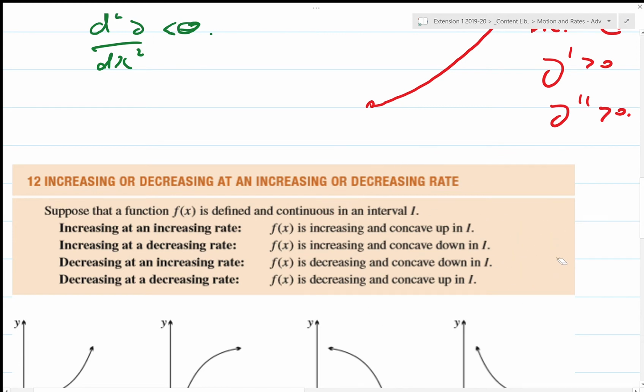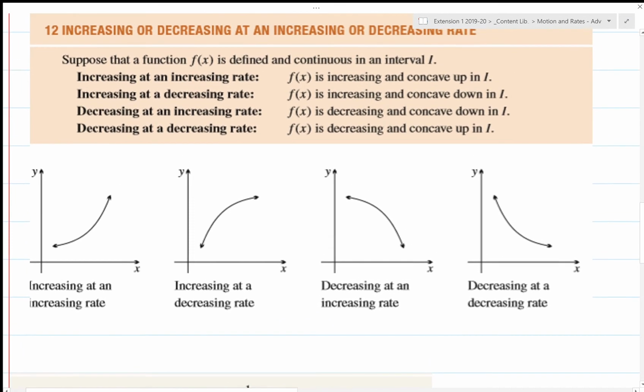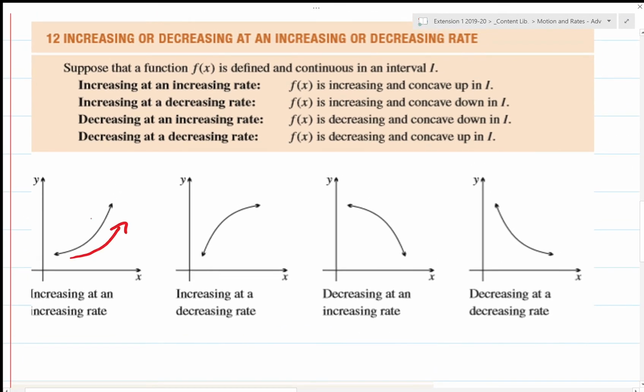And then you really need to be able to take a sentence like this and draw something to show that. So increasing at an increasing rate: always going up, and getting steeper as you go on. Increasing at a decreasing rate, I always think of as like an exponential with a negative power. So it's always going up, but the rate at which it's going up is slowing over time. Decreasing at an increasing rate: always going down and getting steeper. Decreasing at a decreasing rate: going down but getting flatter. And just to evidence again, first derivative is negative, going down, second derivative is positive, concave up, so getting flatter.